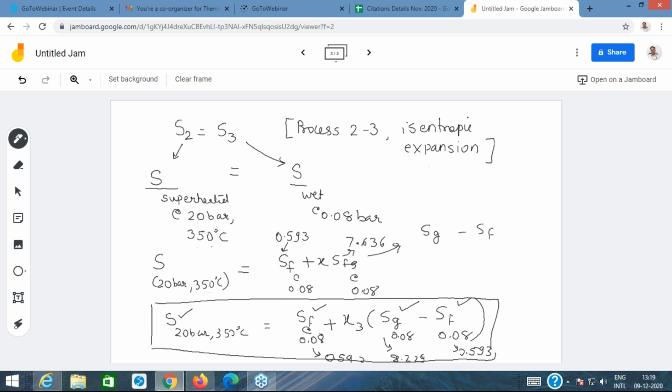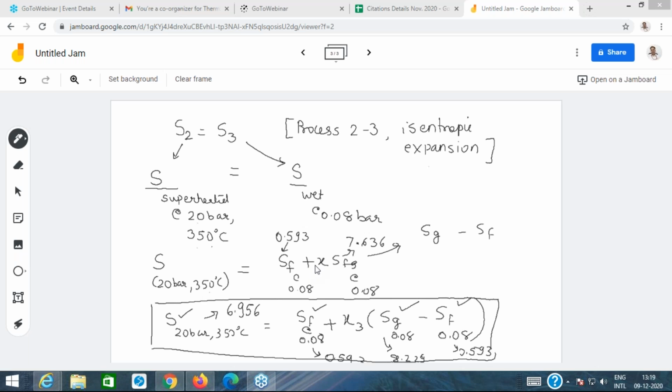And from the superheated steam table, you need to figure out the value of entropy at 20 bar and 350 degrees centigrade. If you look up the value of entropy, you'll find that value is 6.956. You need to substitute these values and you'll get the value of dryness fraction.